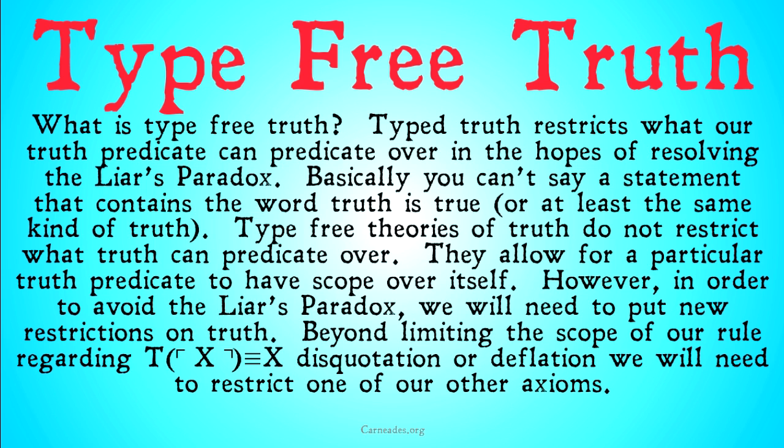Type-free theories of truth do not restrict what truth can predicate over. They allow for a particular truth predicate to have scope over itself. However, in order to avoid the liar's paradox, we're going to need to put new restrictions on truth. Beyond limiting the scope of our kind of disquotational rule of truth, that the sentence X being true is materially equivalent to X, or our deflation axiom, we're going to need to restrict one of our other axioms.